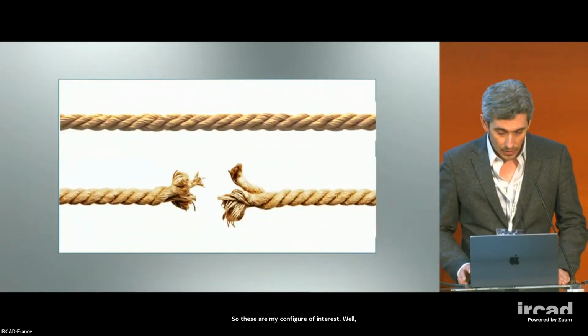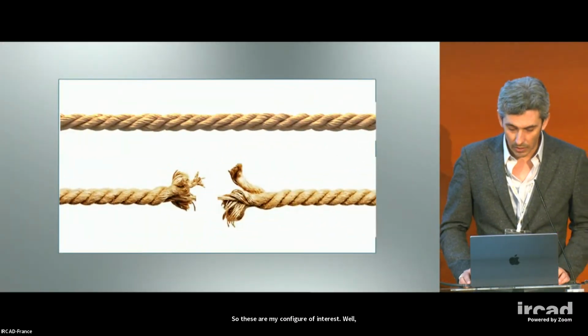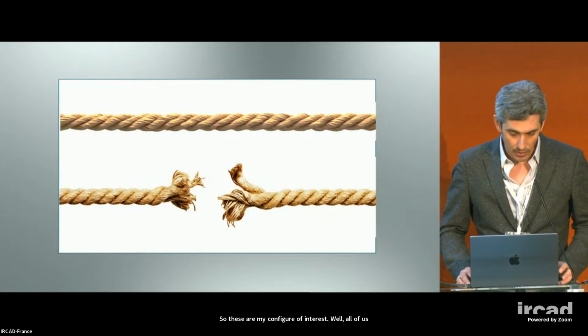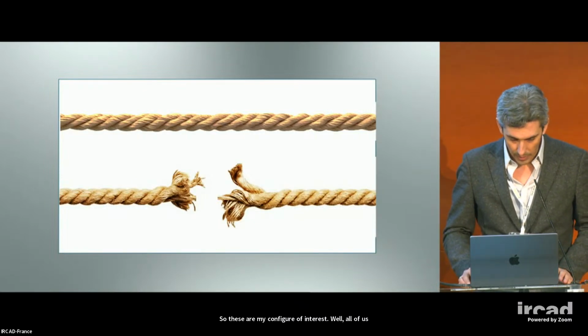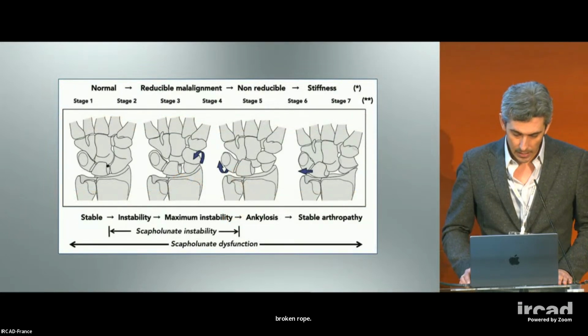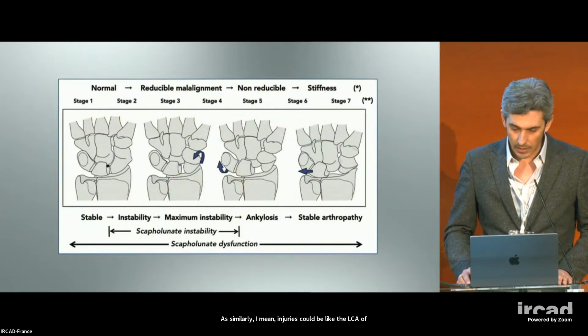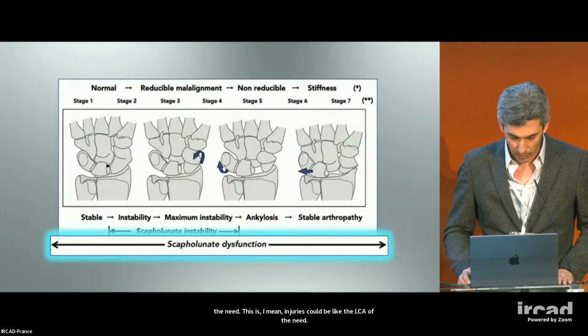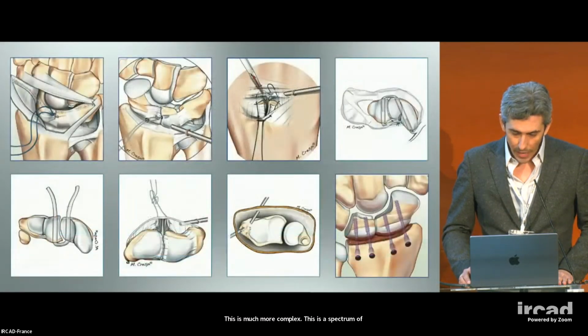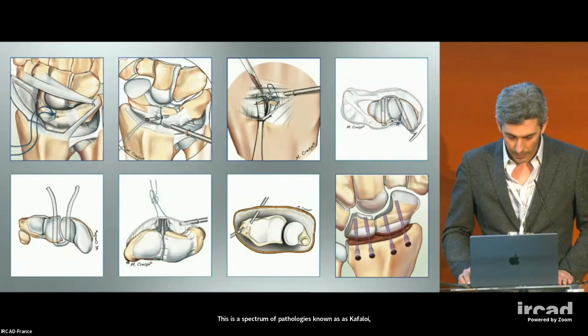Well, as all of us know, scapholunate injury is not like a broken or not broken rope, as other ligament injuries could be, like the ACL of the knee. This is much more complex. This is a spectrum of pathologies known as scapholunate dysfunction. This name is important. This dysfunction can be treated with a myriad of techniques.